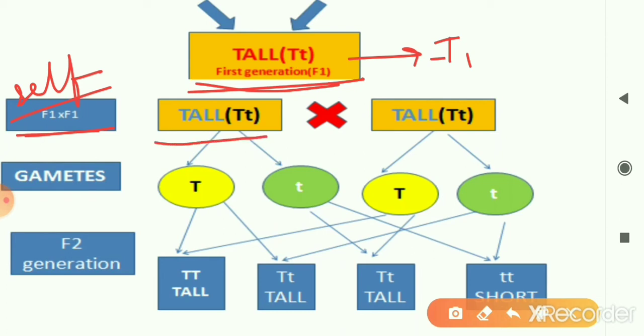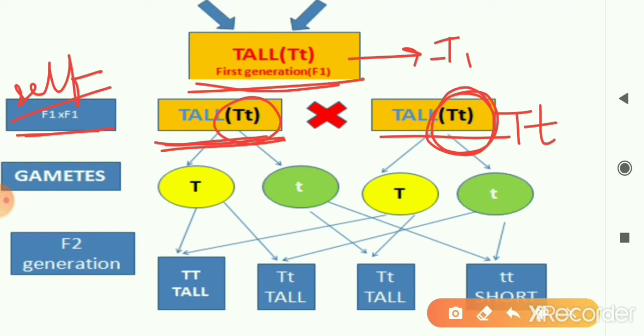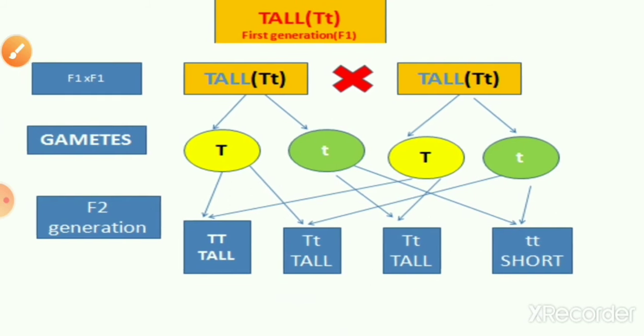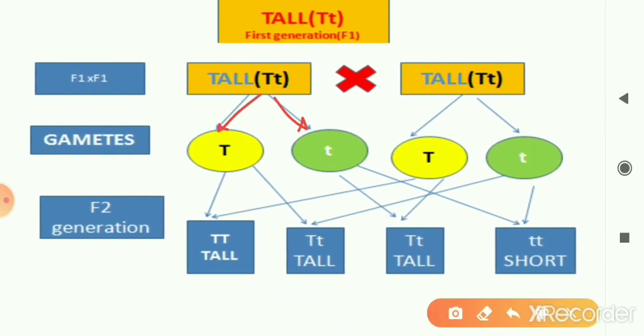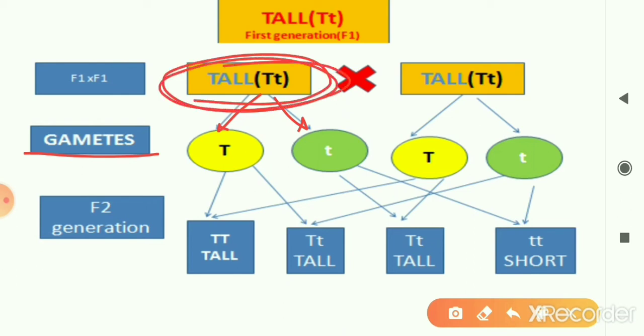Here, when we do a self, the male part of the flower will have the genotype capital T and small t, and since it is self-pollination, the female part of the plant also will have the genotype capital T and small t, that is, a factor for tallness and a factor for dwarfness. As already stated, these factors will get separated at the time of gamete formation. Gametes get only one factor. So this plant produces two types of gametes: 50% of the gametes will carry the factor for tallness, and 50% will carry the factor for dwarfness.